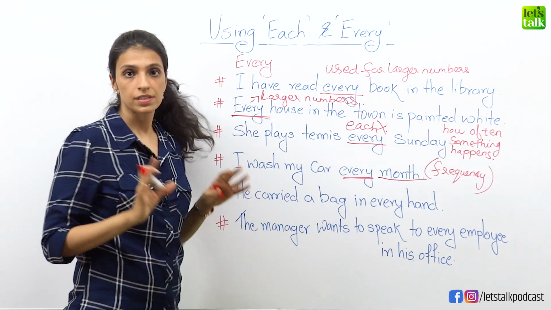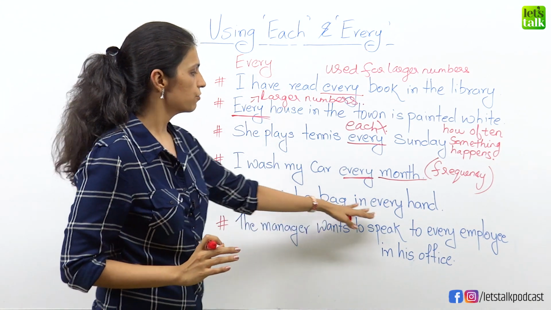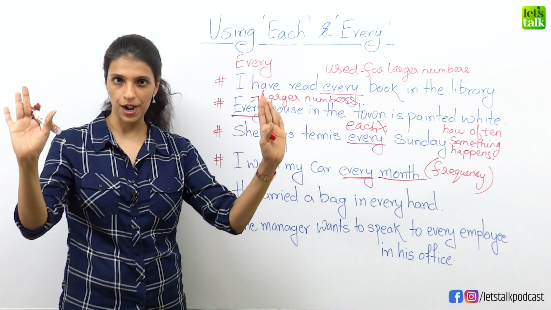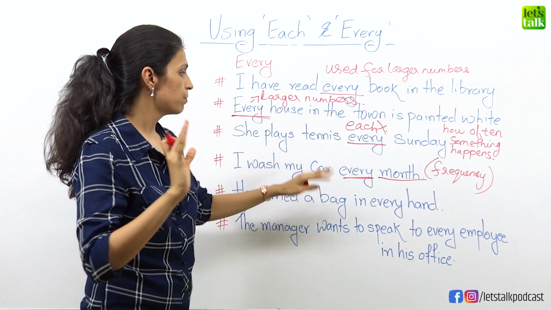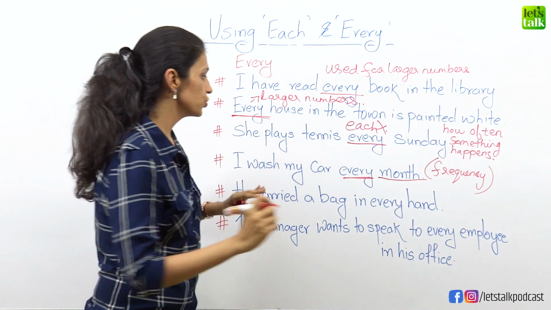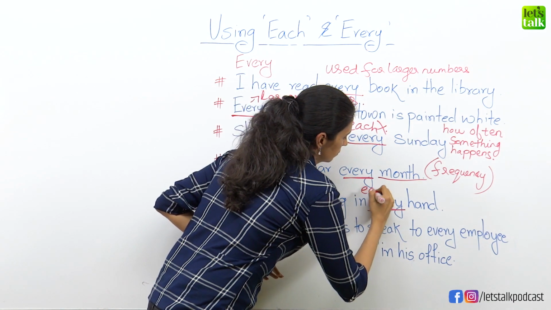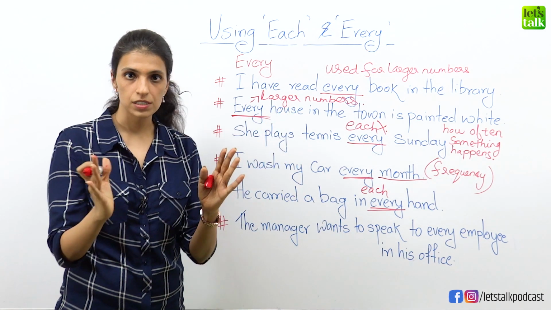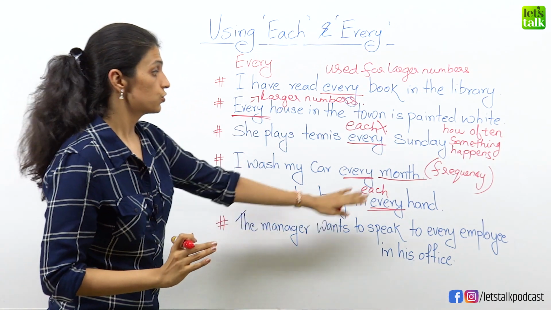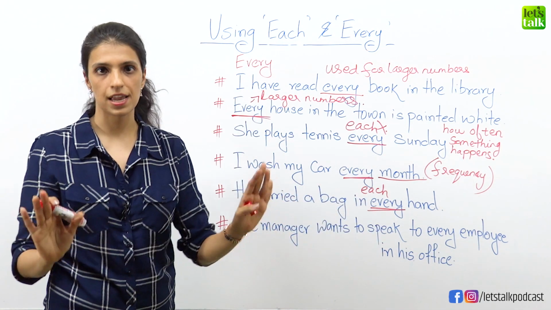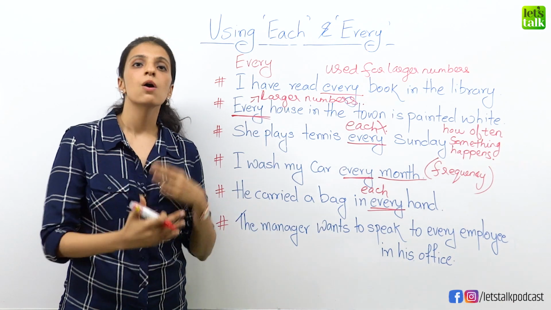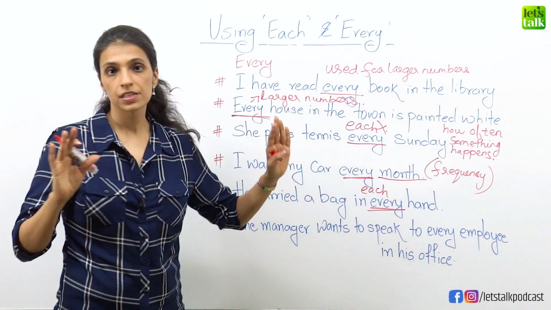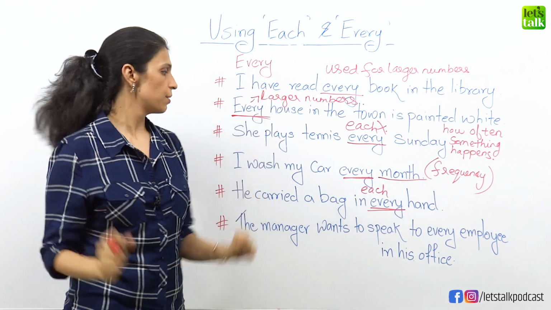Okay, now the next example. He carried a bag in every hand. Well, does the sentence sound correct? Think about it. You have 2 hands, okay? So when I want to say I carried a bag in both of my hands, I would use each over here. Because if you remember when we were learning each, I said that when you talk about 2 things or 2 people, always use each. So this is how you cannot use every, because every talks about 3 or more than 3. So the correct one would be he carried a bag in each hand. Definitely he has 2 hands, so in each hand he carried a bag.